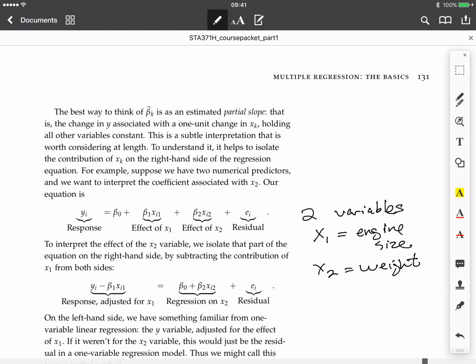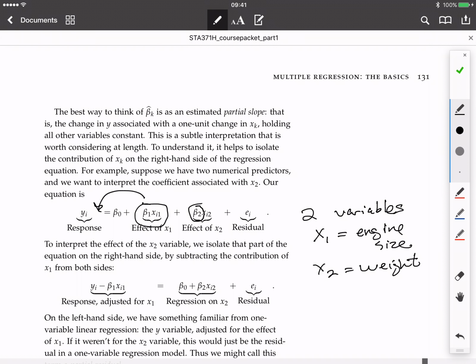The gas mileage is some baseline, an intercept, plus an effect due to engine size, and then an effect due to weight, and we sum the two effects together to get the joint effect on the response variable. Now, if you want to think about interpreting this particular coefficient right here, let's say the beta 2 coefficient in this regression equation, let's isolate that part of the equation on the right-hand side. The way we do that is by simply subtracting this part, the effect of x1, and moving it over onto the left-hand side of the equation.